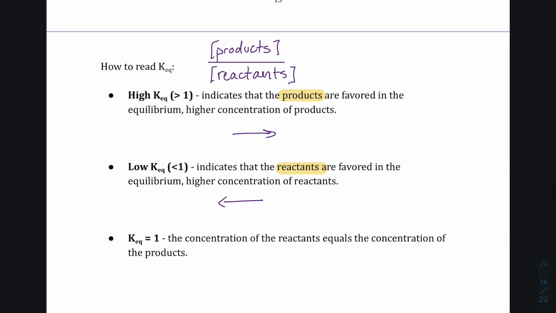All right, so KEQ, kind of what I said on the other side, is products over reactants. So a large KEQ indicates products are favored. Small KEQ indicates reactants are favored. If the KEQ is equal to 1, which is very rare, there are a lot of other numbers besides 1, that would mean that the concentration of the reactants is equal to the products.